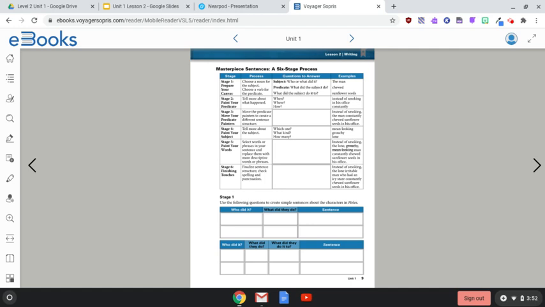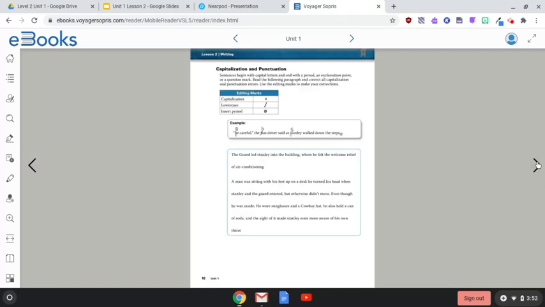The sentences you wrote using the masterpiece sentence strategy were statements. They should end with a period. What punctuation mark do you put at the end of a statement? Now let's move on to page 10. Sentences begin with capital letters and end with a period, an exclamation point, or a question mark.